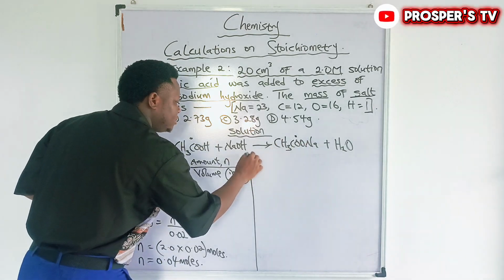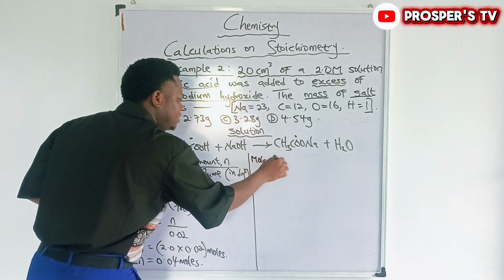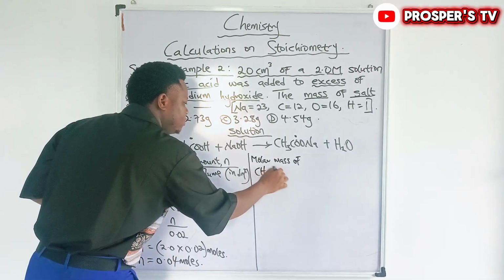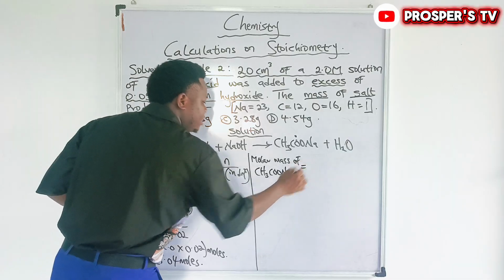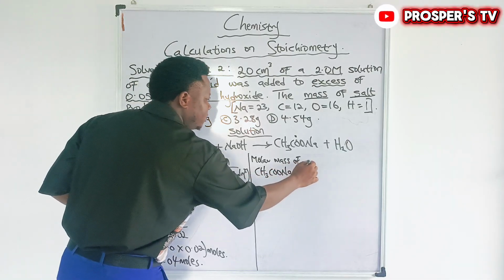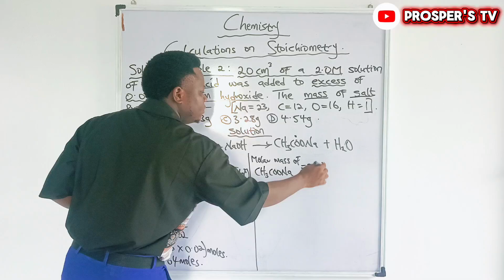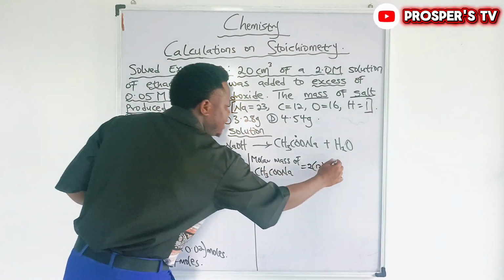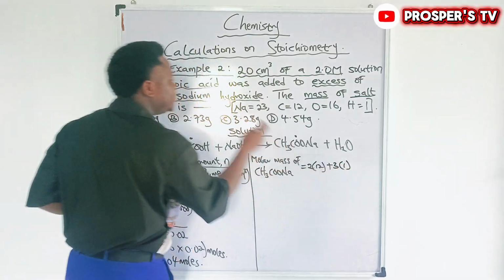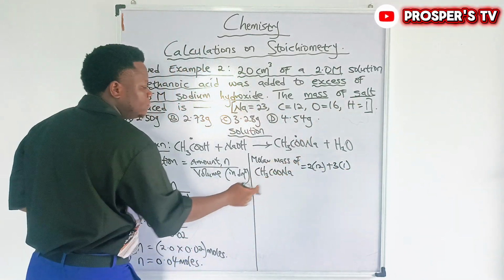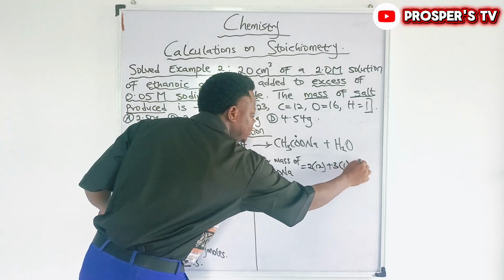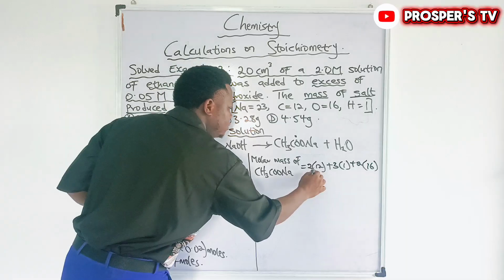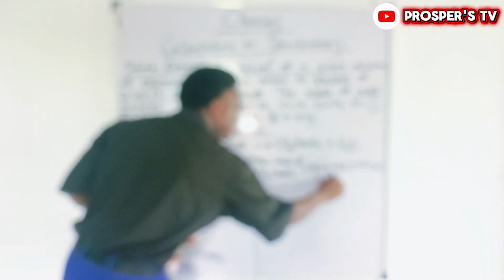So we'll calculate the molar mass. Molar mass of CH3COONa would be equal to, we have 2 carbons here. For us not to waste time, I will say 2 times 12, added to, we have 2 oxygens. Okay, we have a total of 3 hydrogens here, so I'll say 3 times 1. The values are given here, you just substitute. We have 2 oxygens here, so I can just say 2 times 16. Then we have sodium, which is 23.